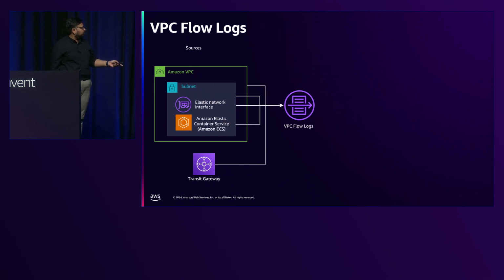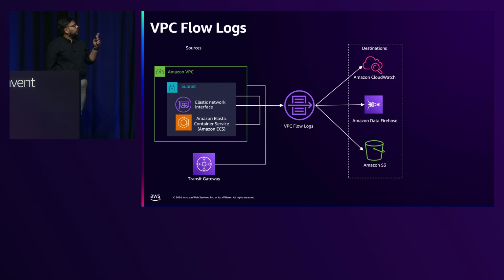And earlier this year in May, we also launched the capability where you can now get ECS-related metadata for your ECS workloads. So if you use version 7 of the flow logs, for your ECS workloads you will also see a bunch of ECS metadata.